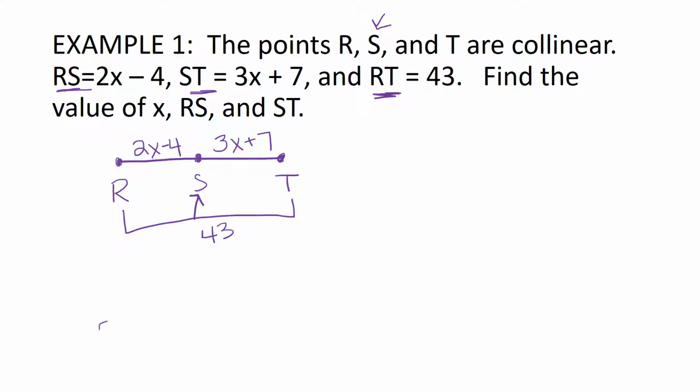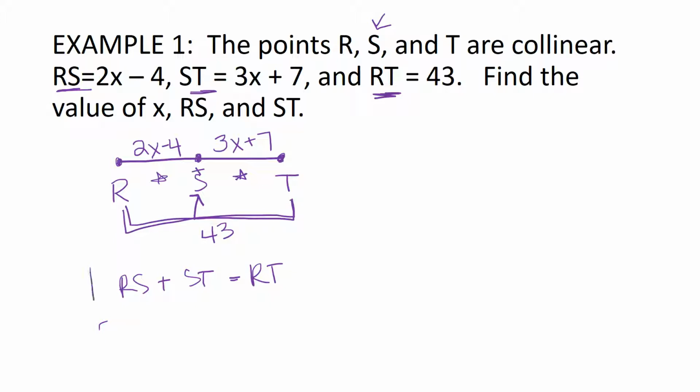Okay, so I know the whole segment is 43, and I know that 2x minus 4 is RS, and ST is 3x plus 7. So thinking back to that very first bullet that said smaller segments can be added together to create larger ones, I know that RS plus ST should equal the whole segment. If I take this smaller segment and this smaller segment here and add them together, it should equal the whole segment.